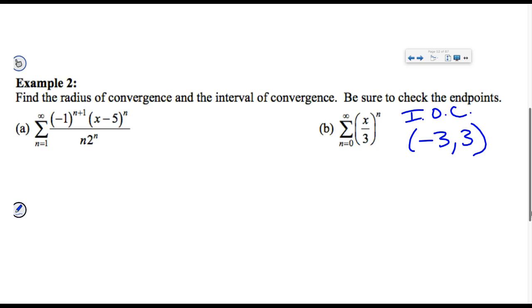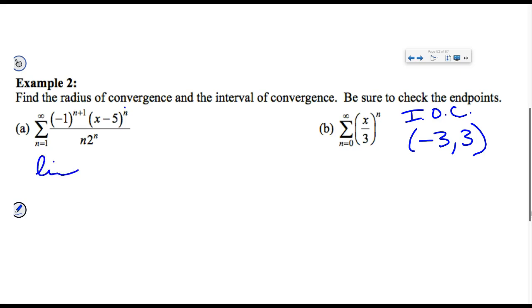Yeah, sometimes you look at them and you go, you know what, I know that converges everywhere because the bottom's killing the top. I'd say on this one, we've got nth powers here. So like if this was a factorial on the bottom, I might be tempted to say this has convergence everywhere just because it looks good.